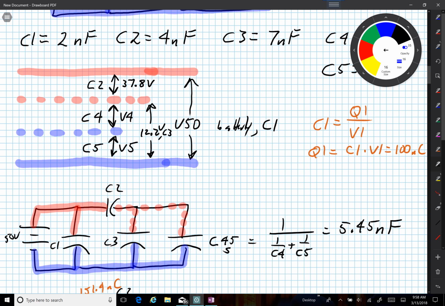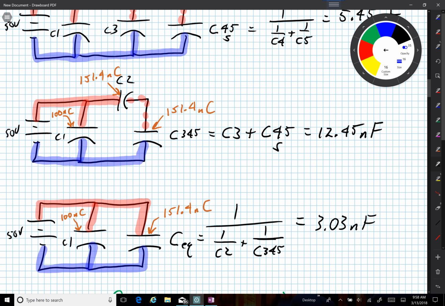Now, I still don't know V4 and V5, but we're getting there. I have the 50 volts here, and I don't want V50. I want 50 volts. So let's fix that. Clean this up here a little bit. 12.2 volts. And that's C3, right?